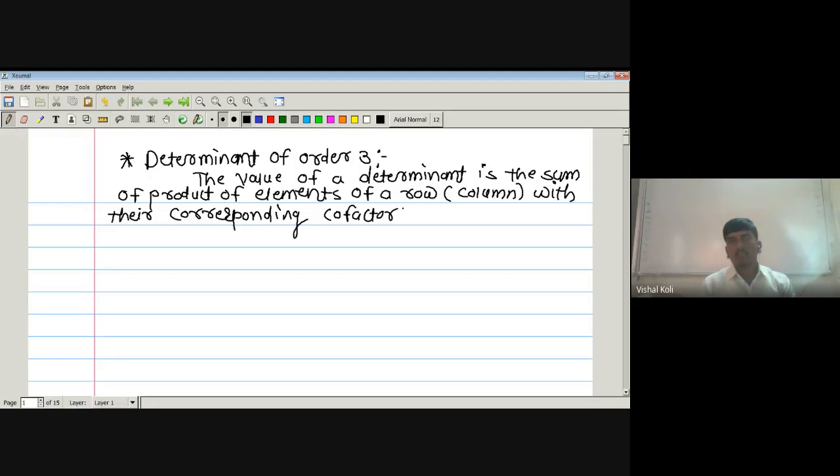Okay. So in last lecture we have seen how to find out the determinant of order 1. That is, the determinant of order 1 is nothing but the element itself, and determinant of order 2, if suppose this one is a determinant of order 2, then its determinant will be a1 b2 minus a2 b1. Now we have to see how to find out the determinant of order 3, and the value of this determinant is the sum of the product of elements of a row with their corresponding cofactor. Instead of row we can take column also.